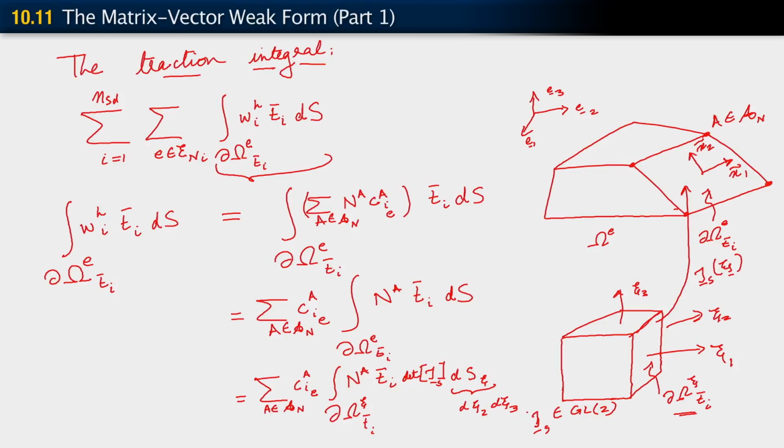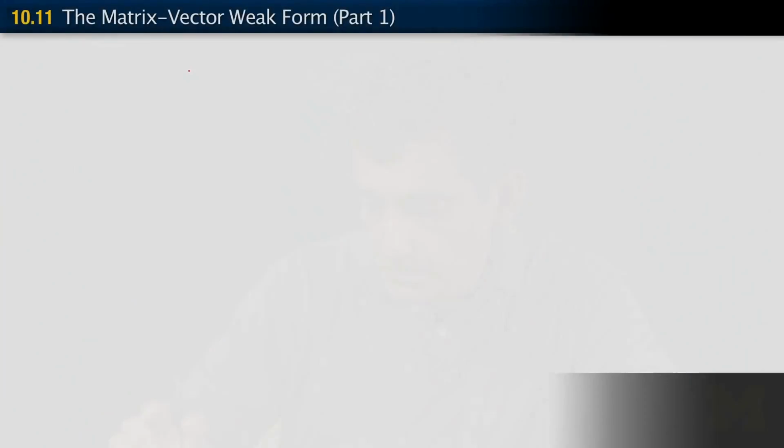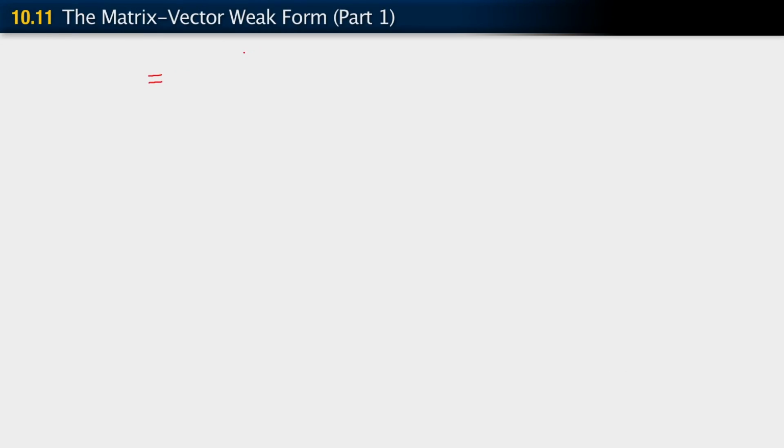All right. Okay, so we have all of this, and what we need to do is essentially go ahead and construct our vector representation of this. Okay, so in constructing the vector representation, I am going to write this as a sum over A belonging to A sub n.